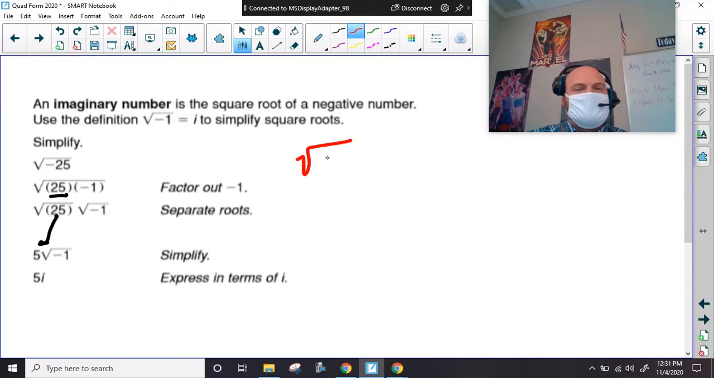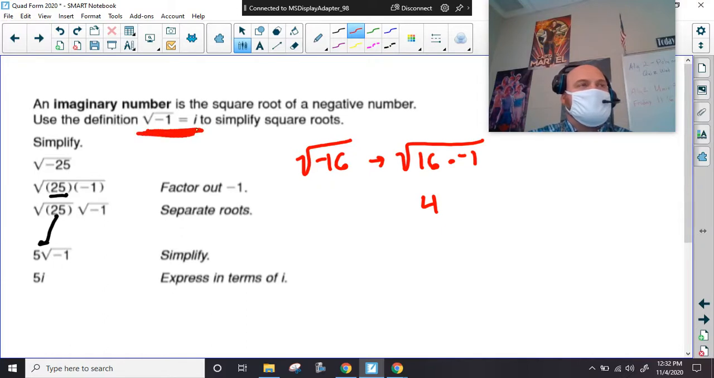Let's do this one. Square root of negative 16. Well, the square root of negative 16 can be written as the square root of 16 times negative 1. What's the square root of 16? 4. Thank you. What's the square root of negative 1? I'm underlining something for a reason. i. Yes. Okay. That's it.